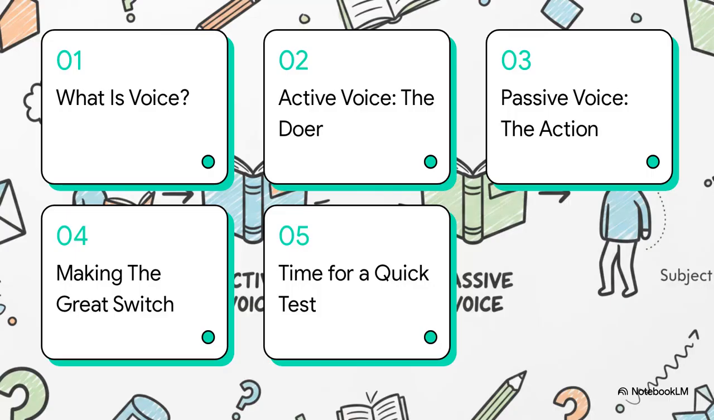Here's the game plan for today. First up, we're going to get a really solid grip on what voice even is. Then we'll look at both sides of the coin, the direct, punchy, active voice and the more strategic, subtle, passive voice. After that, we'll get our hands dirty and learn exactly how to switch between them. And to wrap it all up, we'll put your new skills to the test with a quick quiz.